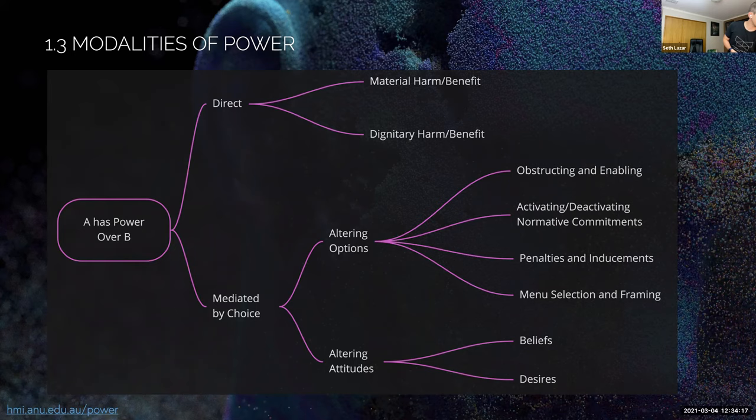Okay, then the next is to switch from shaping the options to shaping people's attitudes. And for this, I was talking about beliefs and desires. More generally, we can say beliefs are all doxastic attitudes, all belief-like attitudes that we might have. And among desires, all evaluative attitudes. So that can be not just what you want, but what you think is right, what you think is good, what you think you ought to do.